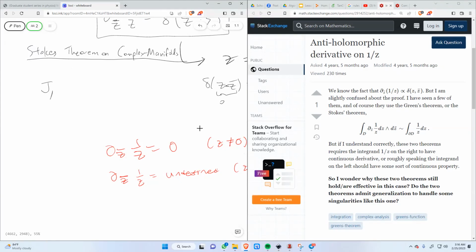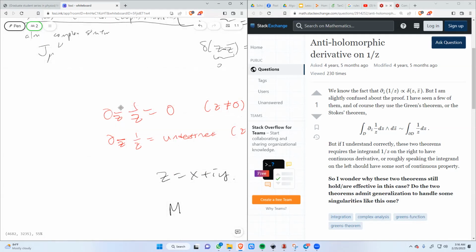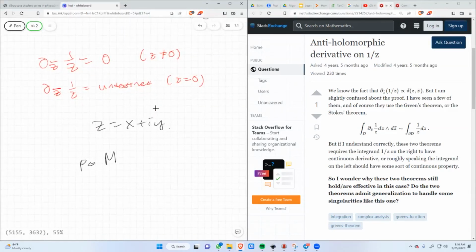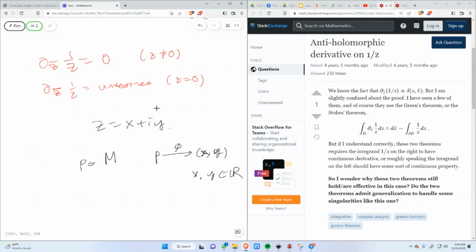Yeah. So the key to understanding this is that if you were to write z equals x plus y on the manifold. So if you have a point on the manifold, and you were to map the point to x comma y by a chart, the x and y are real. There's no denying this. So just keep that in mind.